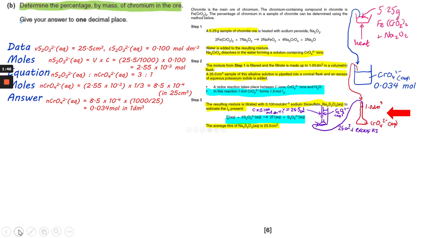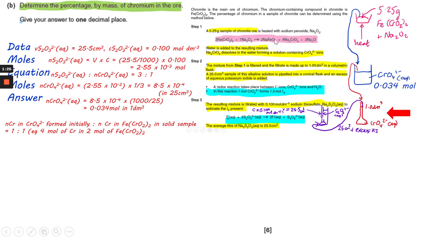Now, you need to be careful here because we want the percentage mass of chromium in the ore. The number of moles of chromium formed initially is the same as the number of moles of chromium in the FeCrO2 in the solid sample. Let's have a look at what we're talking about here. We've got an equation and we've got the chromate there, 4 moles of it. So there's 4 chromiums there, and that came from 2 FeCrO2. But that little 2 there, multiplied by 2 here, means there's 4 chromiums there as well. So it's a 1-to-1 mole ratio.